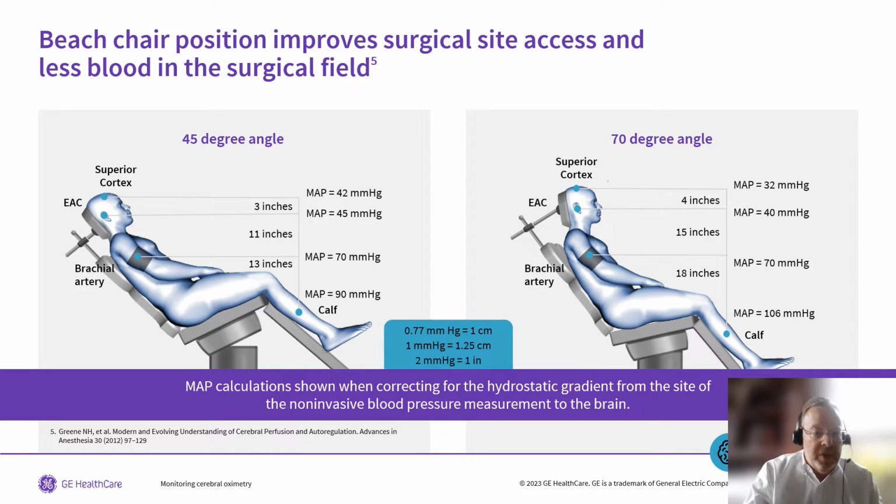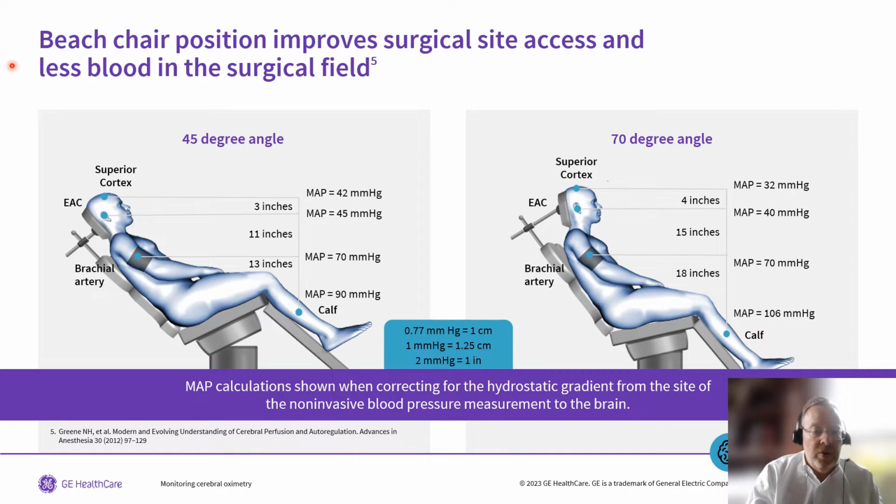So if you look at this picture to the left, you can see that at a 45-degree angle and a mean arterial blood pressure of 70 at the level of the brachial artery, the mean arterial pressure, when accounting for the hydrostatic gradient, at the top of the cerebral cortex would only be 42. This is using the adjustment for hydrostatic gradient, where for every 1.25 centimeters, the gradient changes by 1 millimeter of mercury.